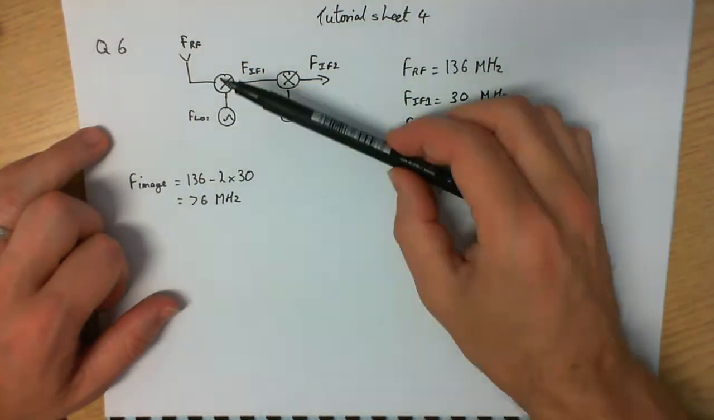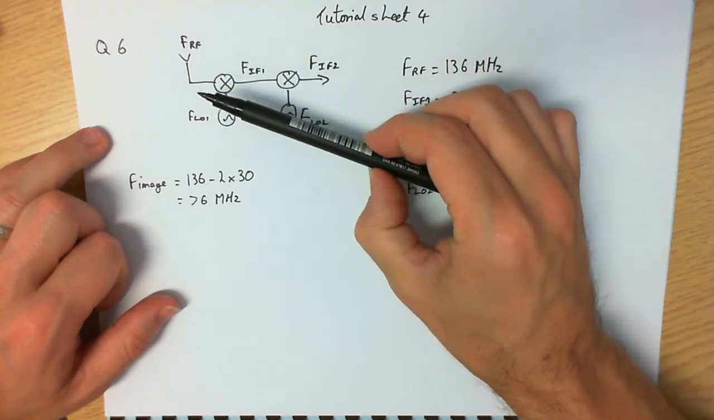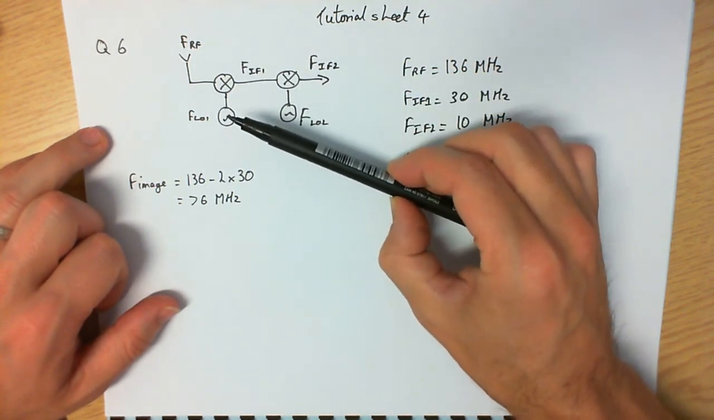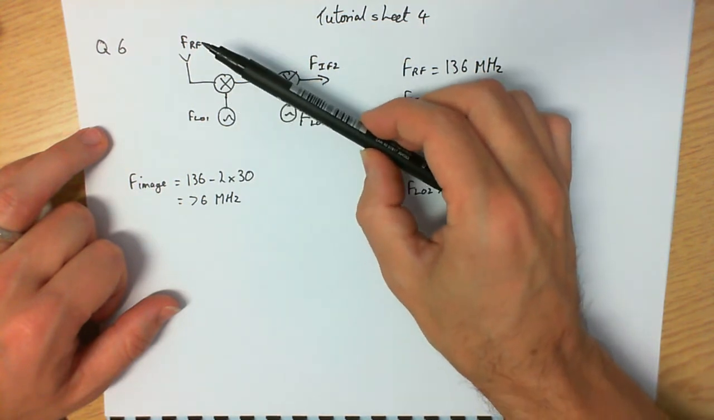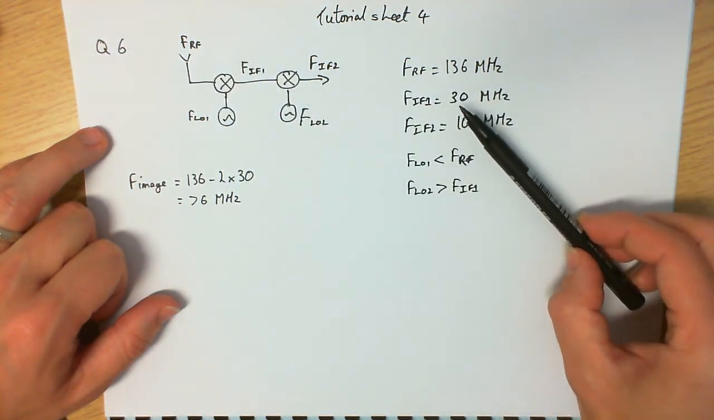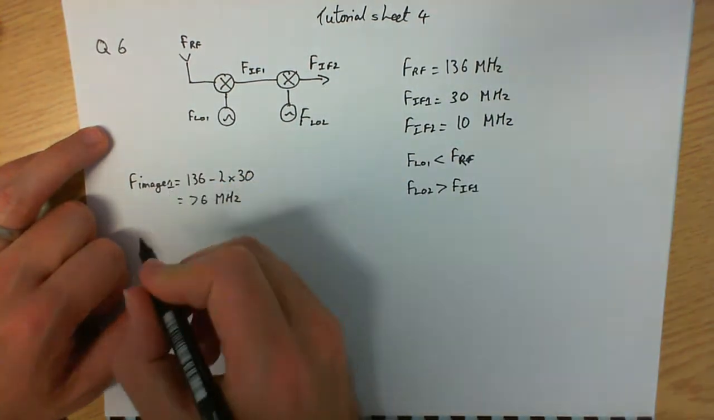This means that if a 76 megahertz signal comes in here, it will mix with our local oscillator to produce a difference between the local oscillator and the RF, being the IF of 30 megahertz. So that's our first image frequency, image 1.